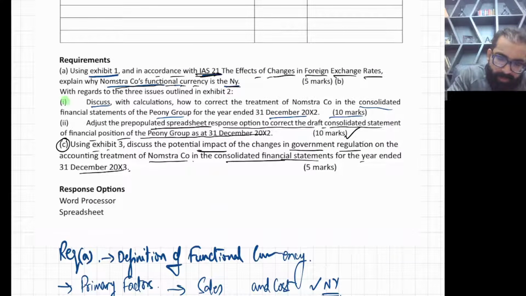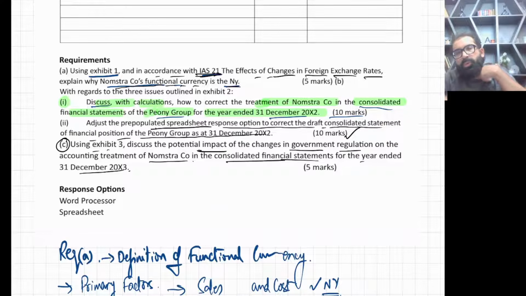Now note number one, see point number one: discuss with calculations how to correct the treatment of Nomstra company in the consolidated financial statements of Peony Group for the year ended 31st December X2. So we need to make all the entries, and in the next requirement, we need to go to the pre-populated spreadsheet.